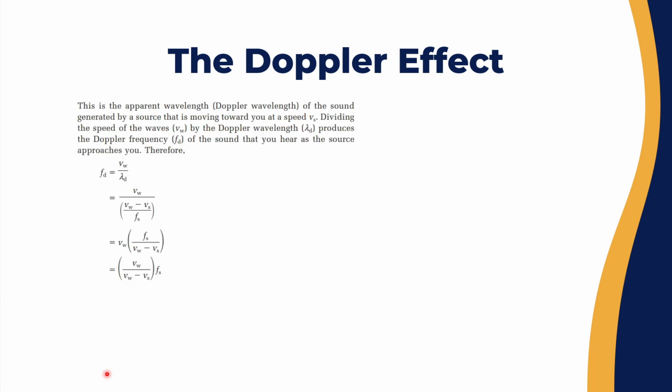So this is the apparent wavelength, or what's called the Doppler wavelength, of the sound generated by the source that's moving towards you at a speed of Vs. Dividing the speed of the wave Vw by the Doppler wavelength lambda d will produce the Doppler frequency Fd of that sound that you hear as the source approaches you. So Fd would equal Vw over lambda d, and you replace lambda d with the variables found earlier. That would give you Fd equals Vw over (Vw minus Vs) multiplied by Fs, the stationary frequency.